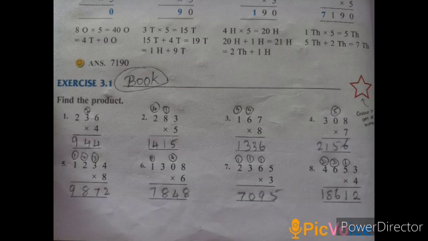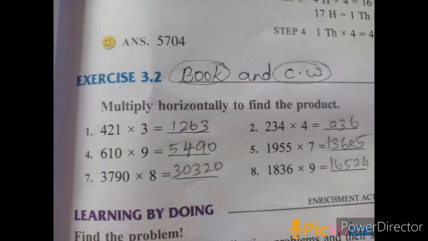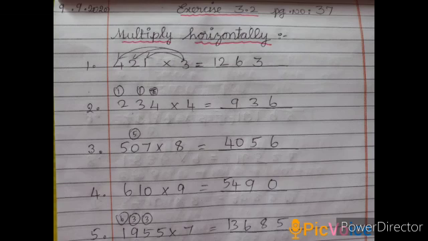Similarly, 4 more sums are there. You can do it in the book itself. Exercise 3.2. Multiply horizontally to find the product. We have tried in the book as well as in the CW. So start with the multiplication by horizontal.